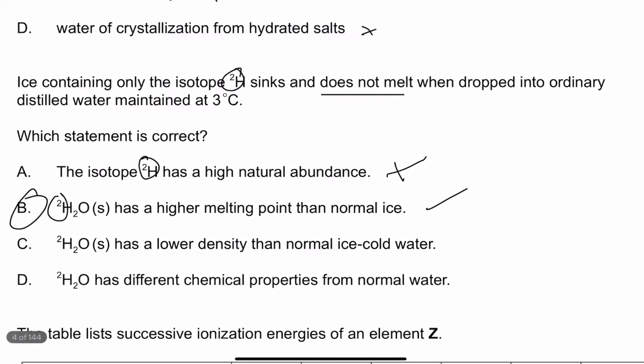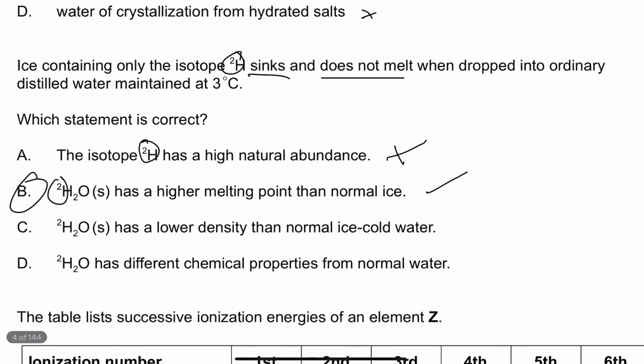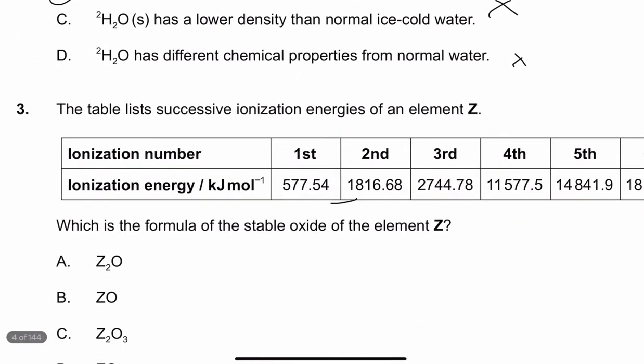C. This water has a lower density than normal ice-cold water. We know it doesn't have a lower density because it sinks. It has a higher density. And D, it has different chemical properties. It's only a different isotope, so it's not going to have different chemical properties. So therefore, we know it's B.